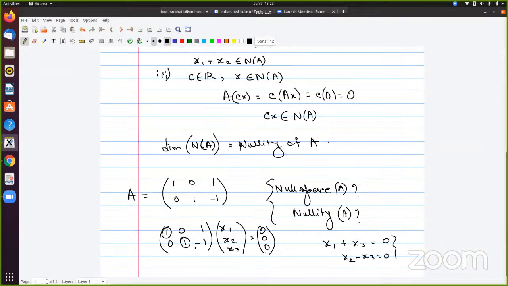Why 2 by 1? This is 2 cross 3, two rows and three columns, and so the zero matrix on the right should be 2 cross 1. Correct, so it is 2 cross 1.